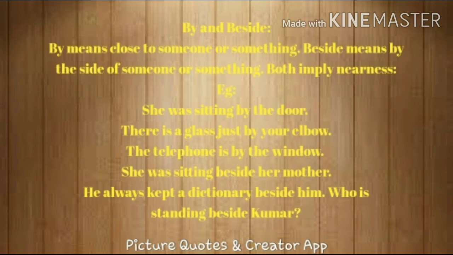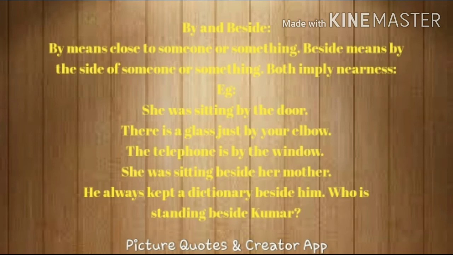She was sitting by the door. So, near the door. There is a glass just by your elbow. Near your elbow. The telephone is by the window. So all these examples say that the object is nearby.